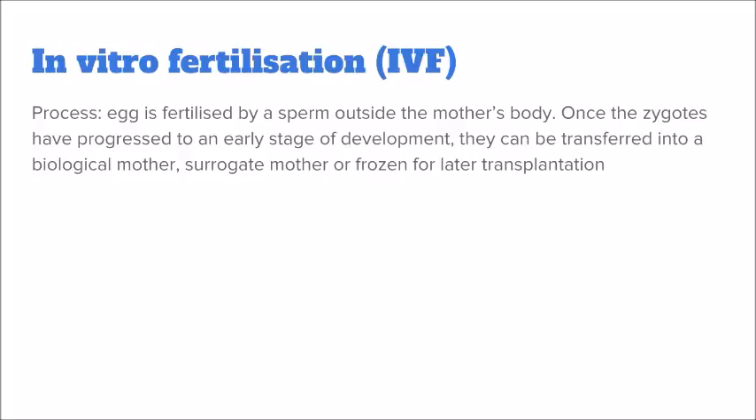So once the zygotes have progressed to an early stage of development, so that's the sperm and the egg outside of the body, then they can be transferred into the biological mother or a surrogate, or can be frozen for transplantation later.